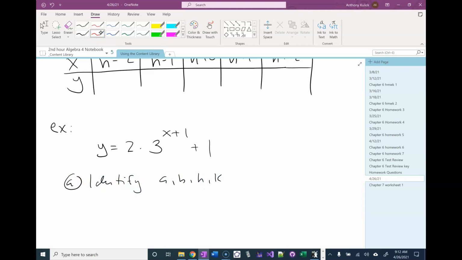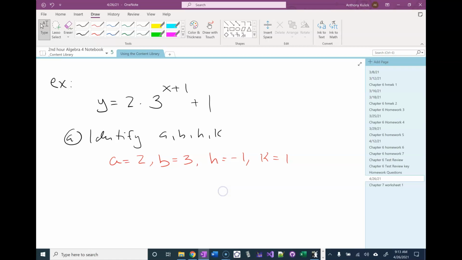So the first thing we'll do is identify the values for a, b, h, and k. So what is my value for a? 2. And my value for b is 3. My value for h is -1. Very good. And the value for k is +1. Remember, the value for h is always the opposite of what it appears in the function. It's been that way all semester, really. So don't get tripped up on that. It's easy to lose sight of that.